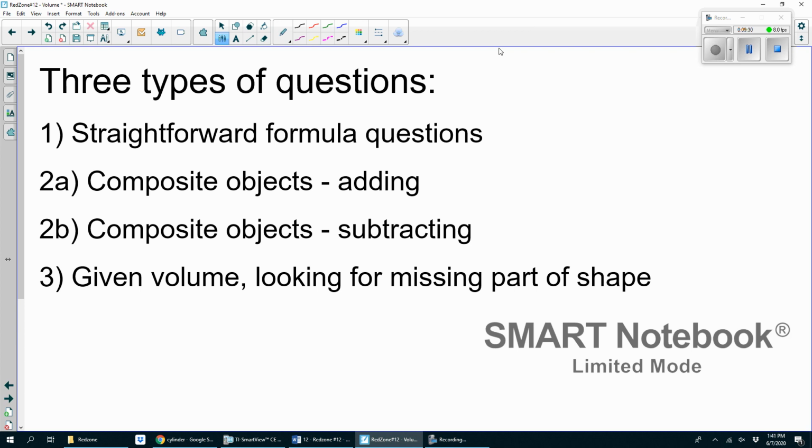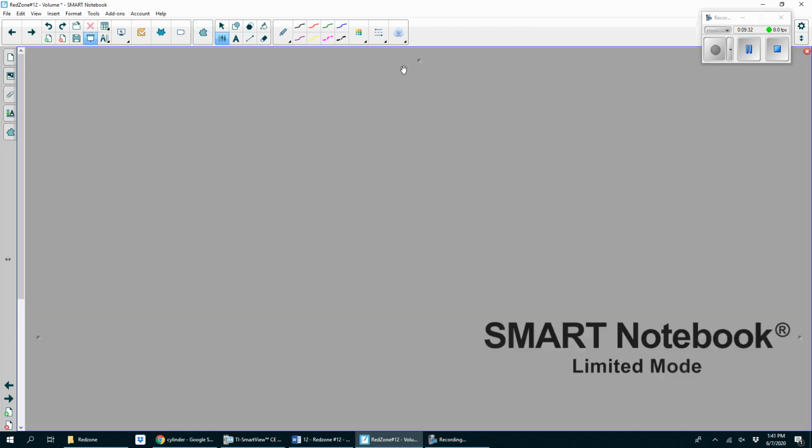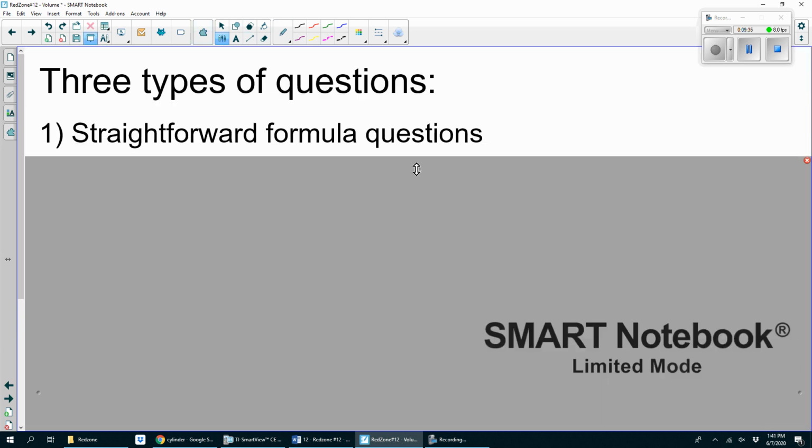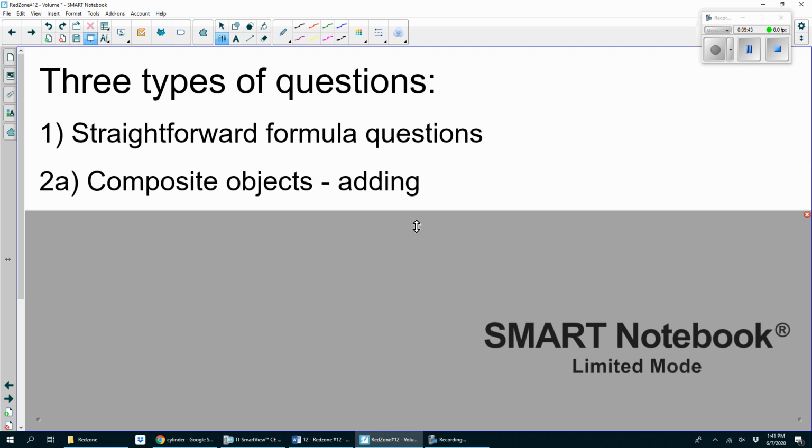Now there's 3 types of questions you're going to see. Let me put up the screen shades. I go one by one. First question is straightforward, like the one we just did. They give you a shape, you write down the formula, you use the formula, that's it. The second type of question is a composite object. That's when there's 2 objects together. So for example, we might have a cylinder with a cone on top of it. Well, that's 2 objects. So you're going to have to find the volume of the cone, find the volume of the cylinder, and then add them together. That's the second type of question you're going to see.